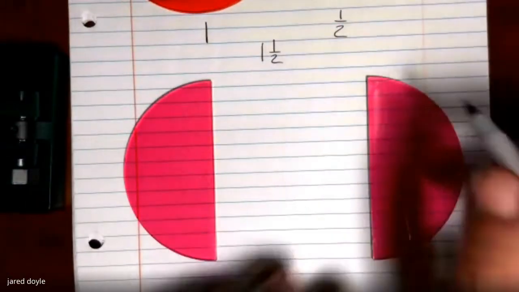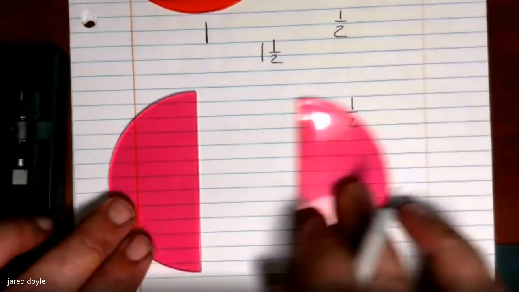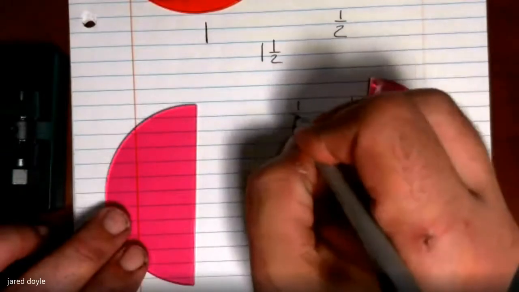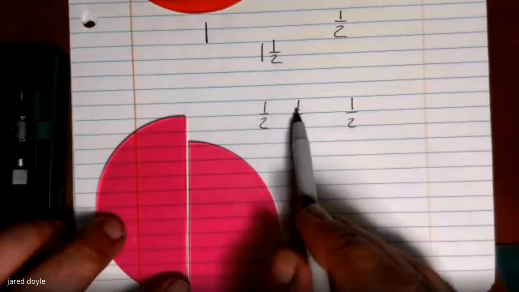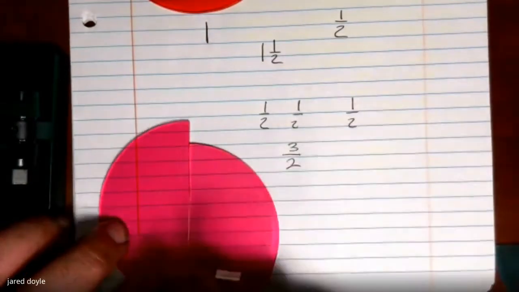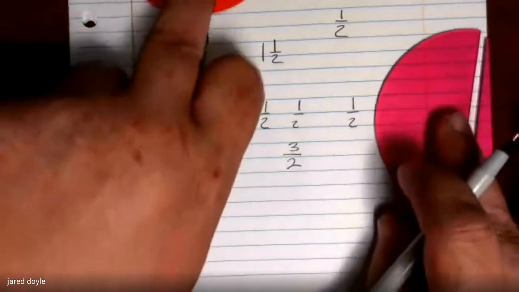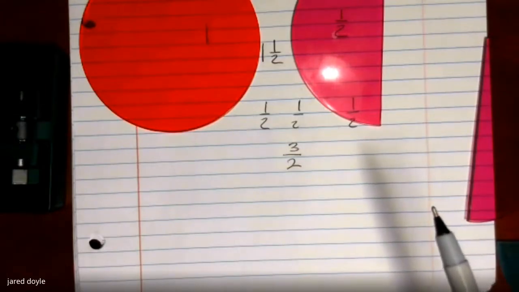So I would take that circle, cut it into 2 parts, and then I would have the part I started with, the 1/2 there. I would have 2 new 1/2s for a total of 1, 2, 3 parts. So I would have 3 parts, and I would need 2 parts to make one whole. So this 1.5 could also be represented as 3/2.